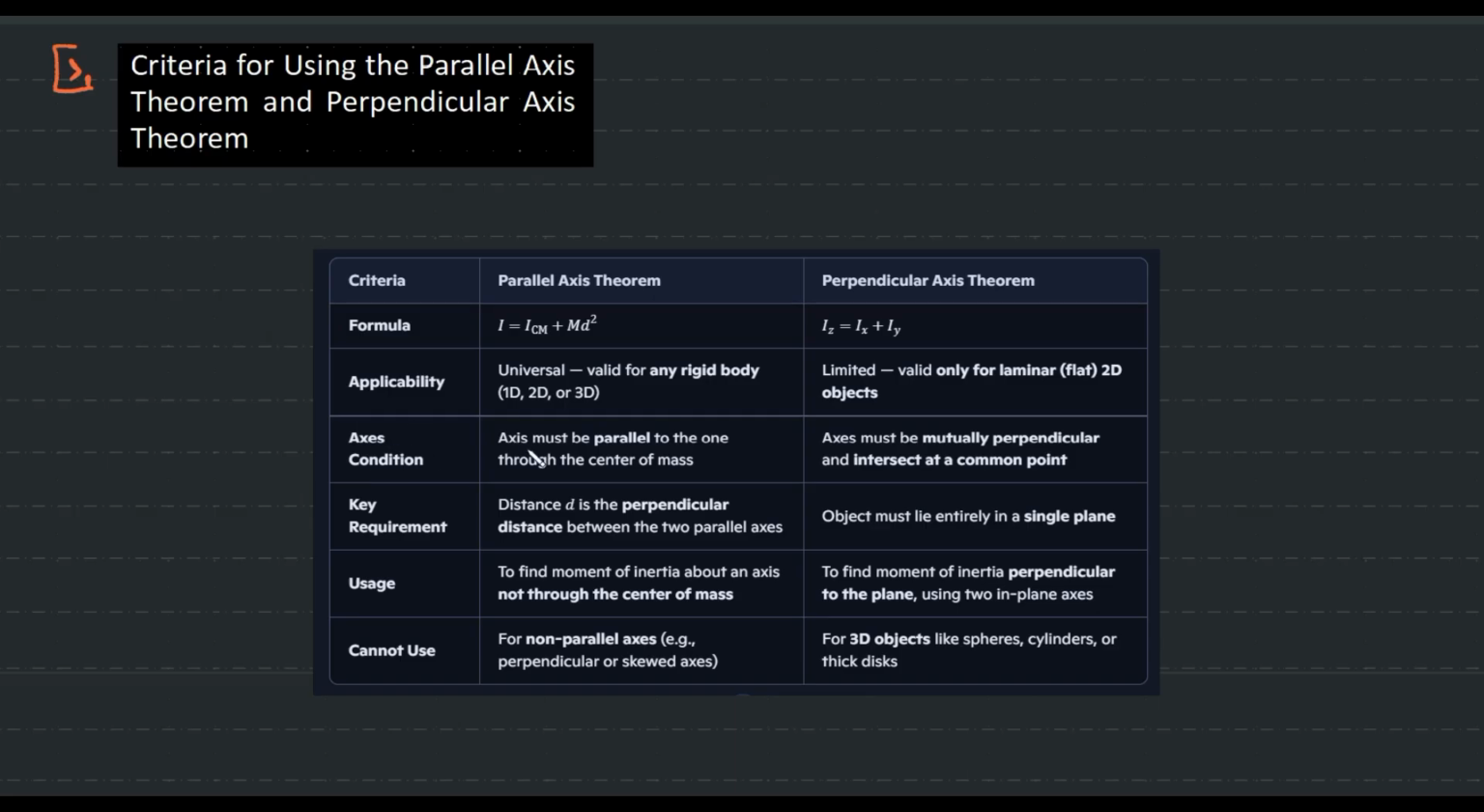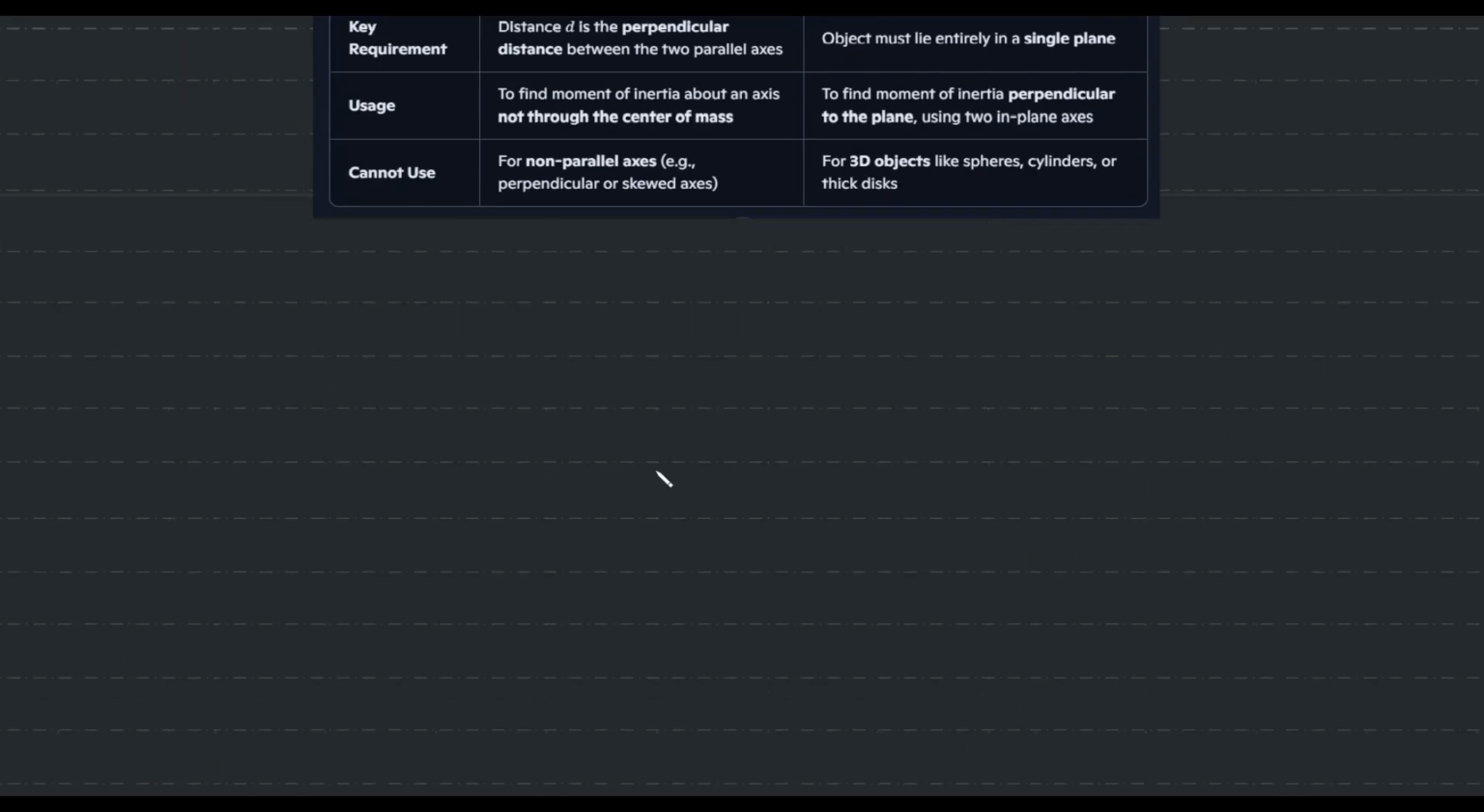But of course, there is a condition. Condition being the axis must be parallel to the one through the center of mass. That is, I can have any shape and I know the center of mass is over here, and through that what I have is it rotating. Now if I shift it, if I have a new axis of rotation, it has to be so.